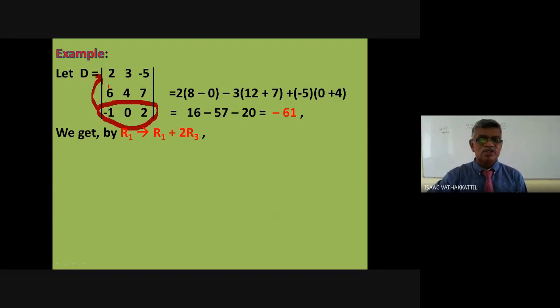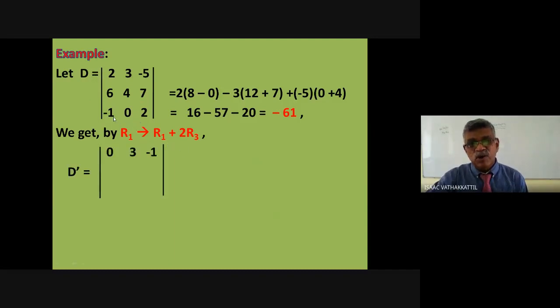What will I get as a first row? Twice R3, that means multiply, twice this R3 is added to R1. What will I get? First row will be 0, 3, 2 to the 4 added, minus 1. Are you getting this? 0, 3 minus 1. How 0, 3 minus 1? Twice R3, the elements are minus 2, 0, 4. Added to R1. So minus 2 added there, 0. 0 is added 0. 2 to the 4 is added minus 1. And you have 6, 4, 7 as the remaining element.